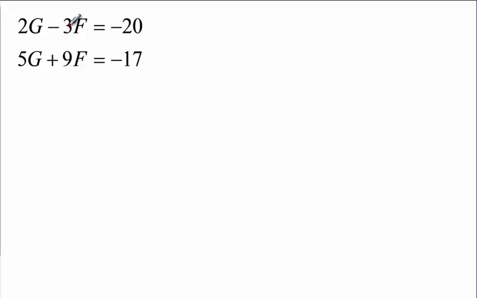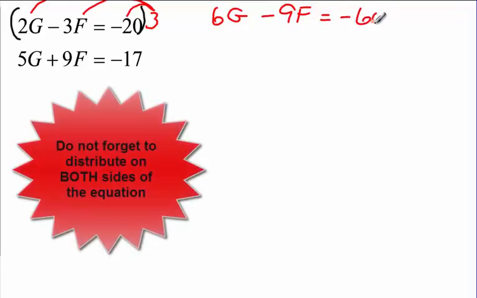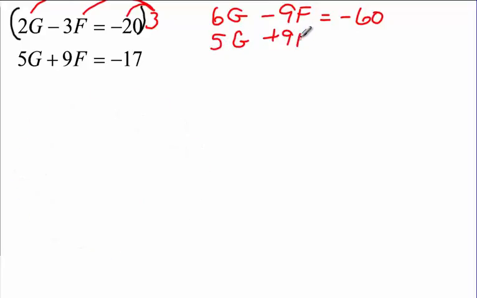But if I multiply 3 by 3, I can get a 9. If I'm going to multiply this term by 3, I have to multiply the whole equation by 3. So I have to multiply 2g times 3, which gives me 6g. I also multiply negative 3f by 3, which gives me negative 9f, and the negative 20 by 3, which gives me negative 60. The second equation I don't have to change because it has the coefficient on f that I want, so I just rewrite that equation.